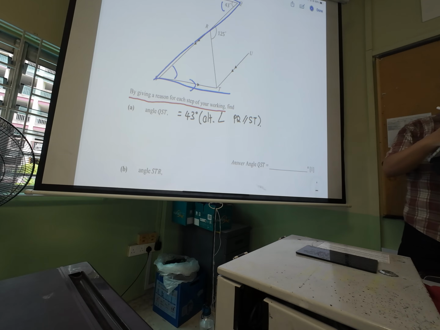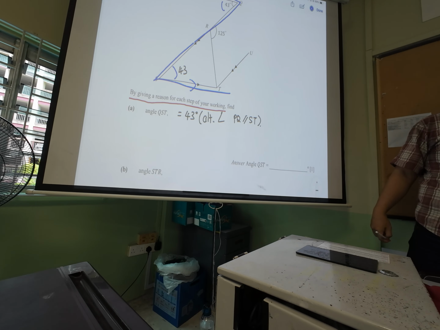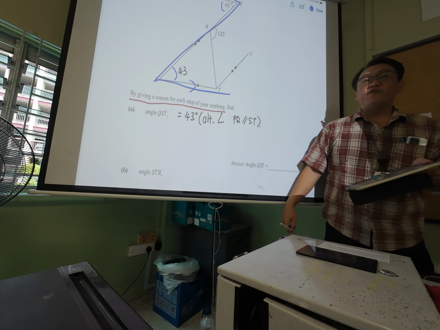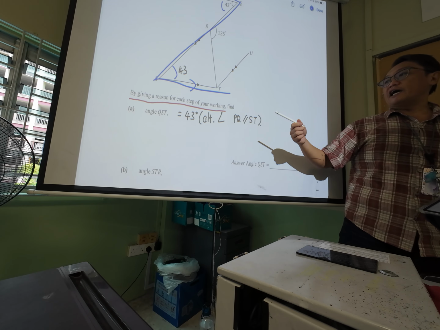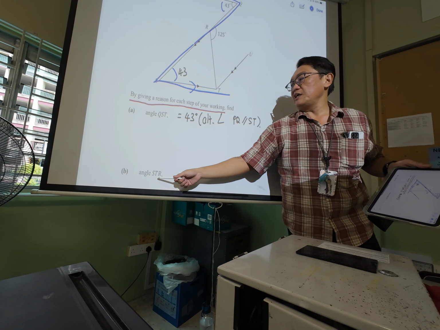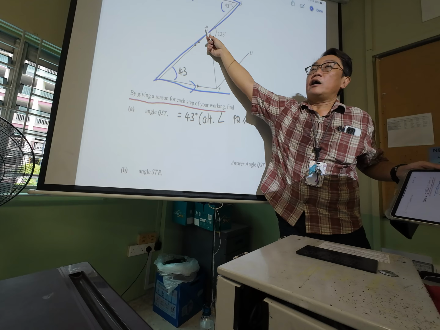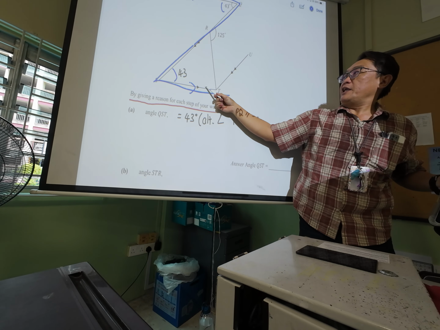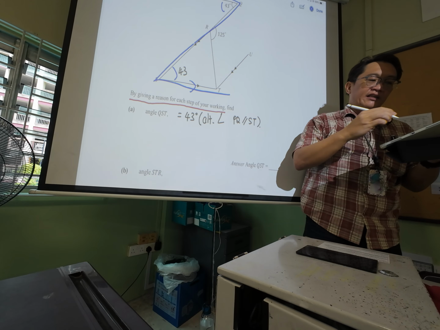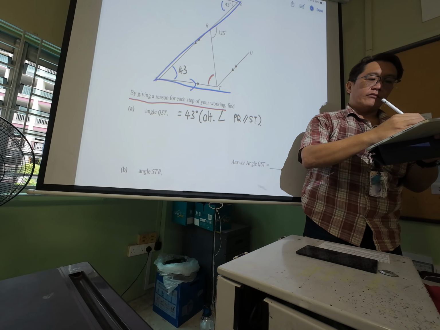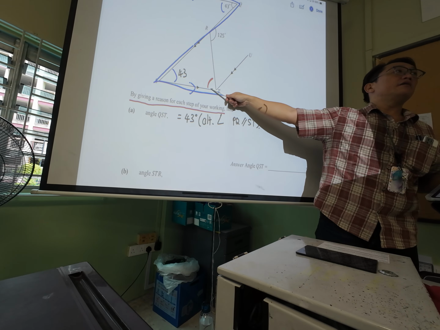Okay, after knowing this one is 43, the next angle I want to find, and some of you read the angle wrongly, is STR. STR. So what angle am I finding? I am finding this angle. Okay, I am finding this red angle.